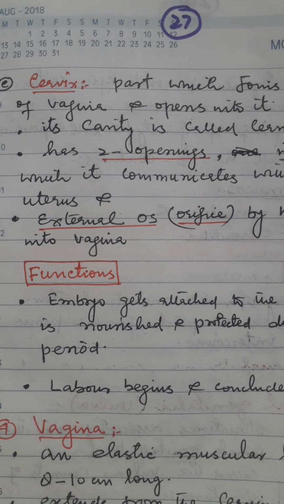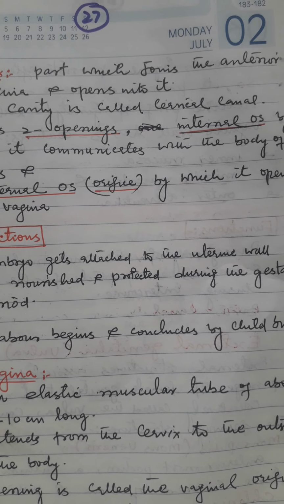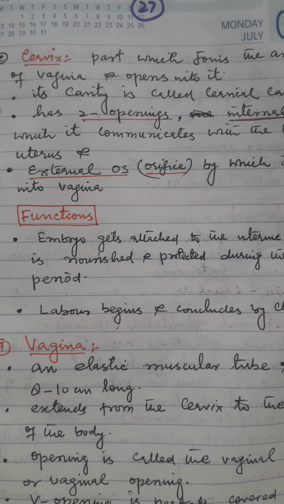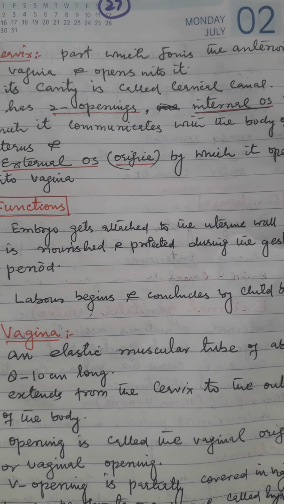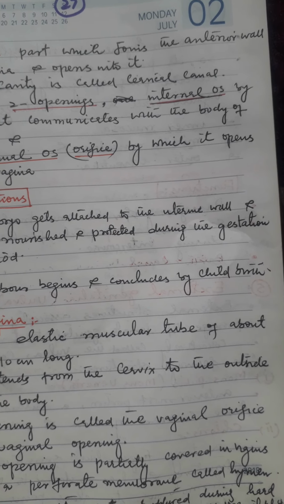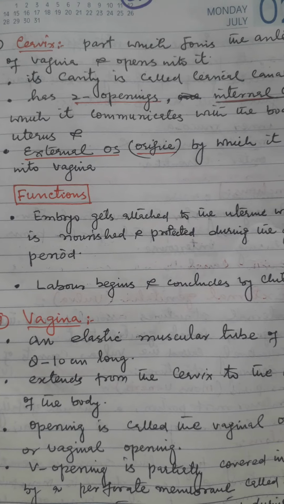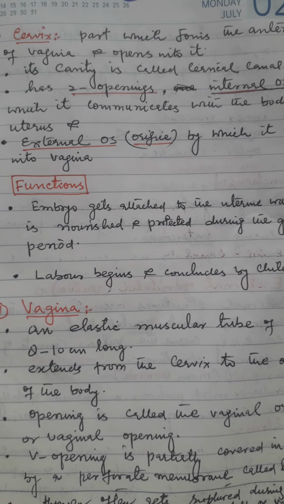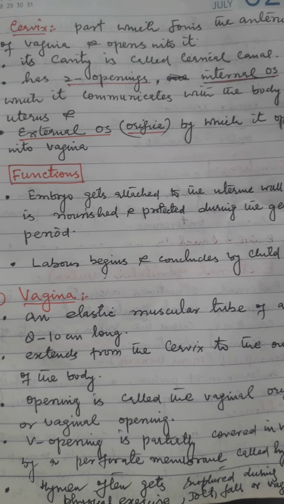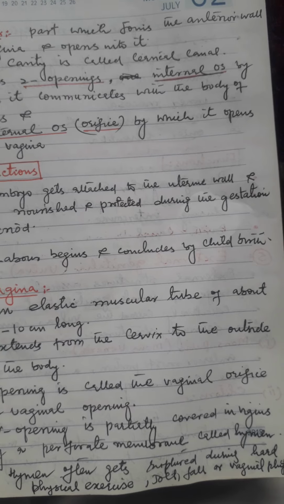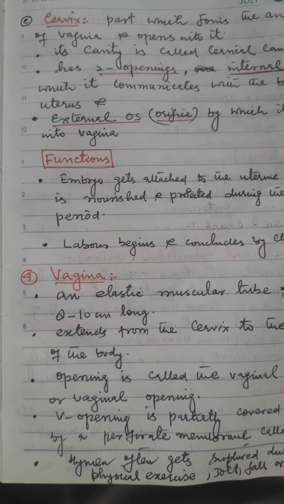Third part, that is cervix. It is the part which joins the anterior wall of vagina and opens into it. Its cavity is called cervical canal. It has two openings: internal os by which it communicates with the body of the uterus, and external os or orifice by which it opens into vagina.